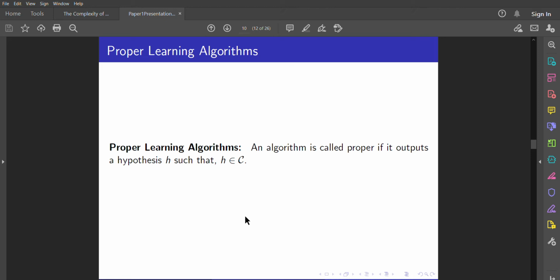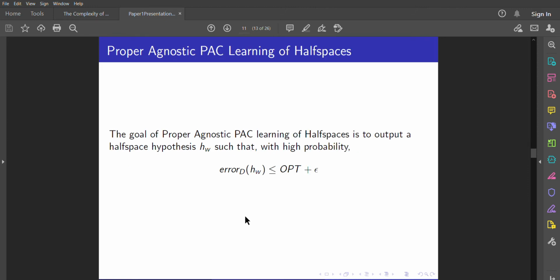Next, we shall introduce proper learning algorithms. So an algorithm is called proper if it outputs a hypothesis h such that h belongs to the concept class C. Now we talk about the problem of proper agnostic PAC learning of half spaces. So the goal of proper agnostic PAC learning of half spaces is to output a half space hypothesis h_w such that with high probability the error of this hypothesis is less than or equal to the error of the best half space hypothesis plus epsilon.